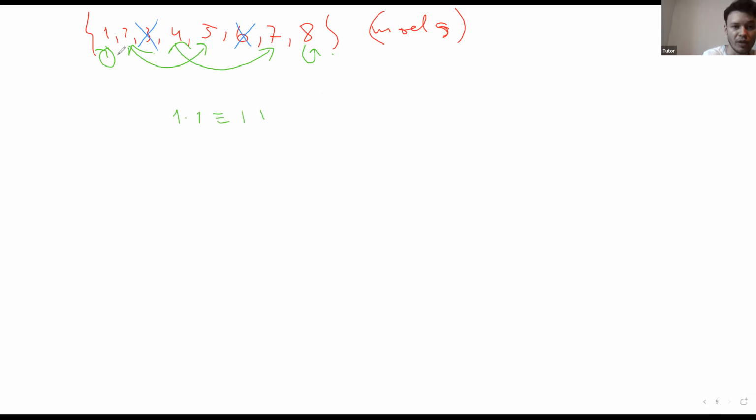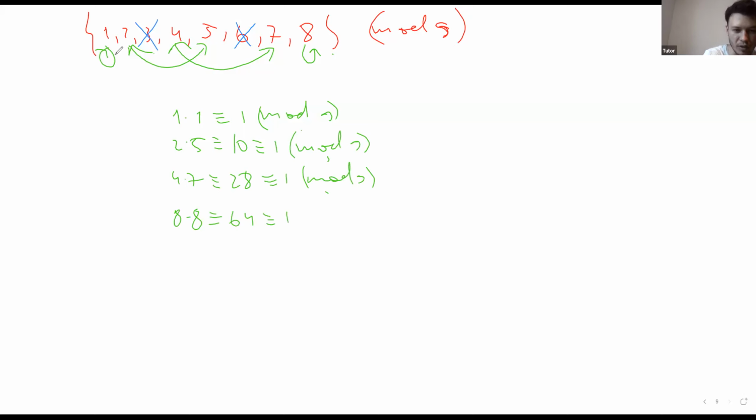So I can write it down here. 1 times 1 is congruent with 1 mod 9. 2 times 5 is congruent with 10, which is congruent with 1 mod 9. 4 times 7 is congruent with 28, which is congruent with 1 mod 9. And 8 times 8 is congruent with 64, which is congruent with 1 mod 9. So what do we see? Mod 9, we see that the numbers also go in pairs. 2 goes with 5, 4 goes with 7. But this is actually not always the case.